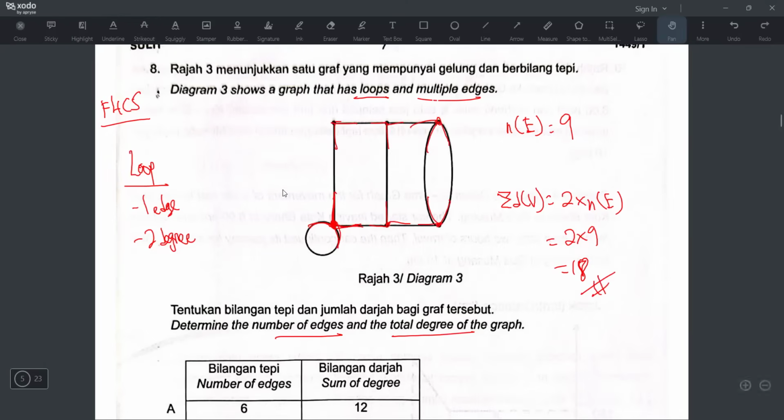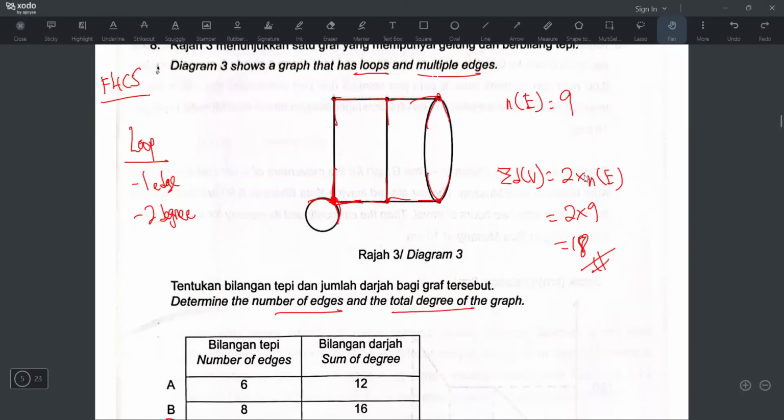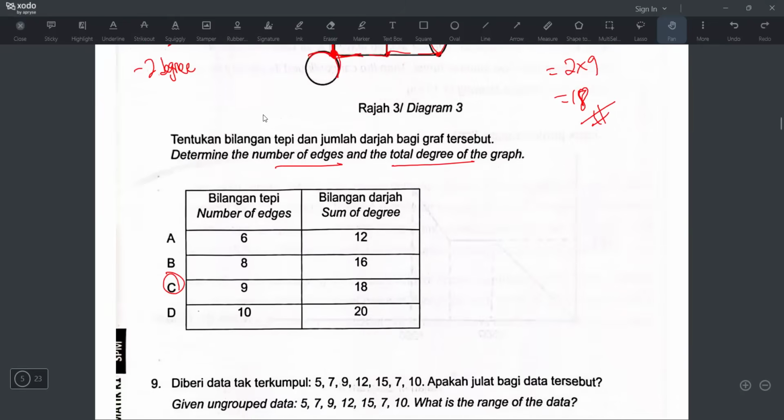But usually, we will just do it fast using this formula. Just take the number of edges times 2. But make sure you know how to count the edges. All right, so the answer is C. So that's all.